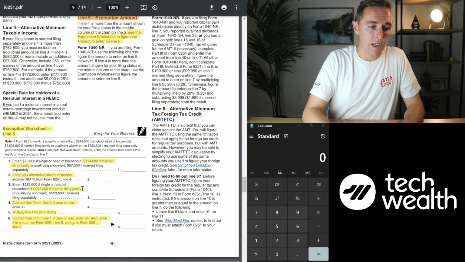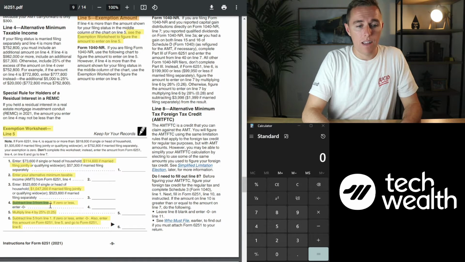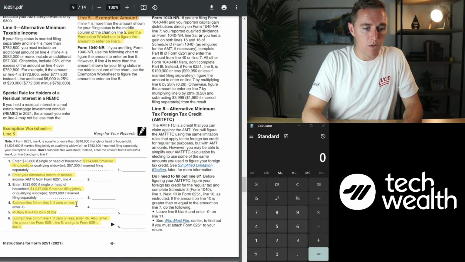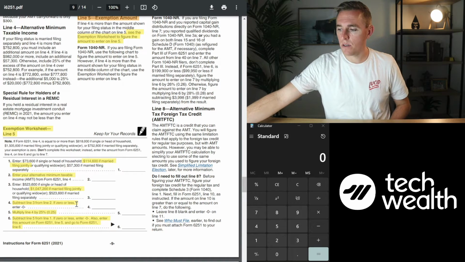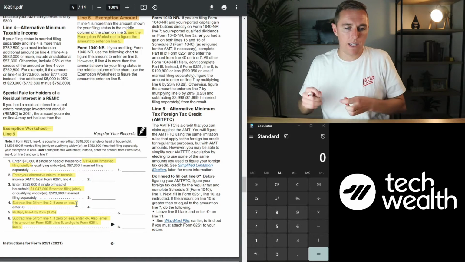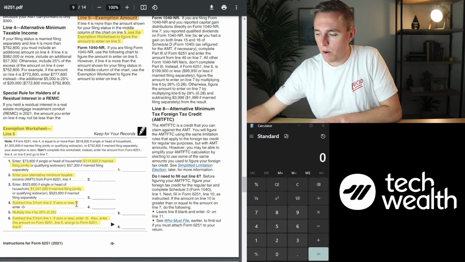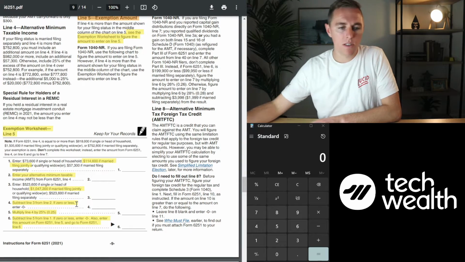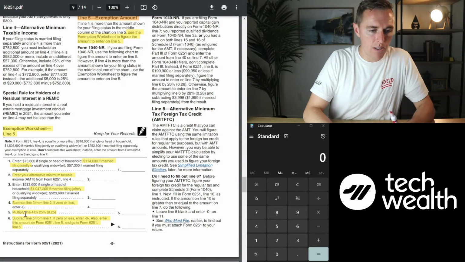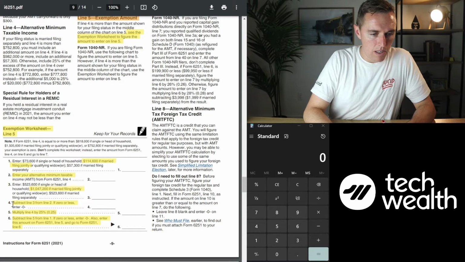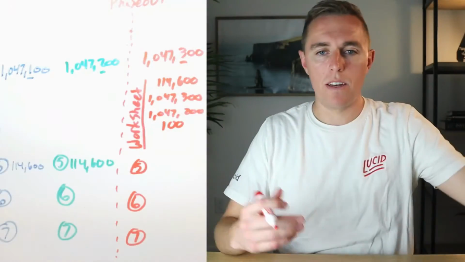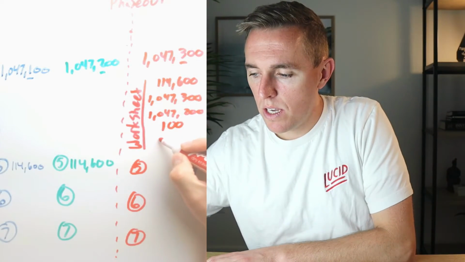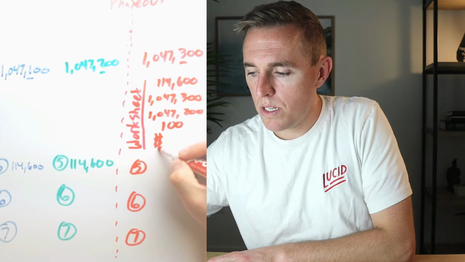Line 4 says subtract line 3 from line 2. That's what we're going to do. We're going to subtract line 3 from line 2. And what we get there is a $100 difference. So now we've got $100, and then we jump back to line number 5. It says multiply line number 4 by 25%, and 25% of $100 is going to be $25.